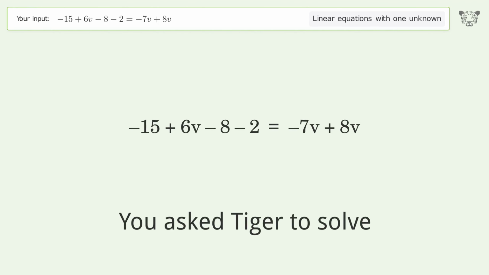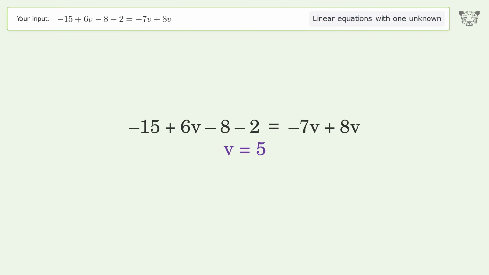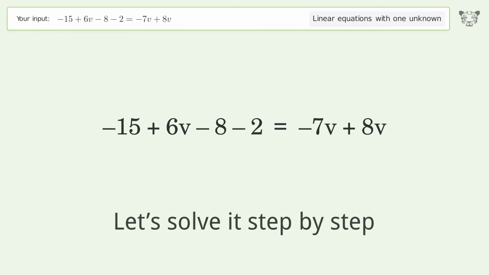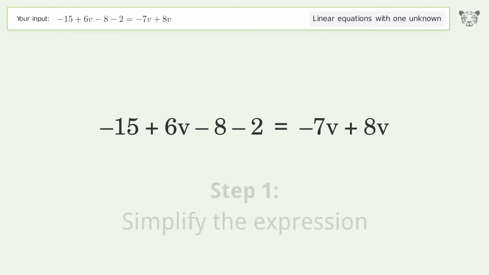You ask Tiger to solve. This deals with linear equations with one unknown. The final result is v equals 5. Let's solve it step by step. Simplify the expression. Group like terms.